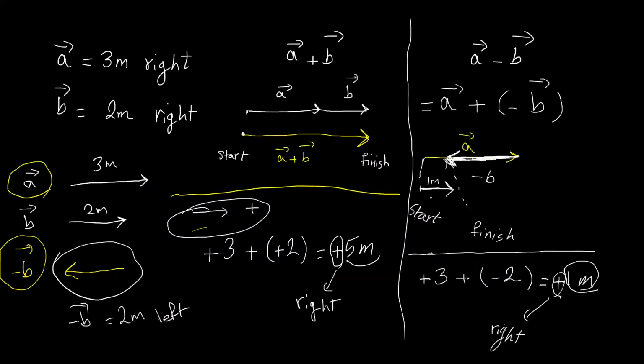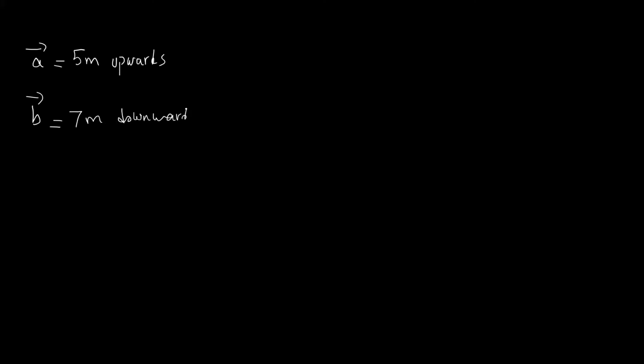Let's go through one more example. Let's say I have vector a that is 5 meters upwards, vector b that is 7 meters downwards, and vector c that is 2 meters upwards. And I want to find a minus b plus c. Let's see how we can find it.